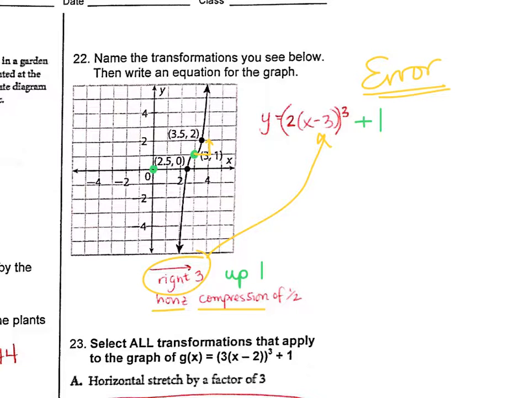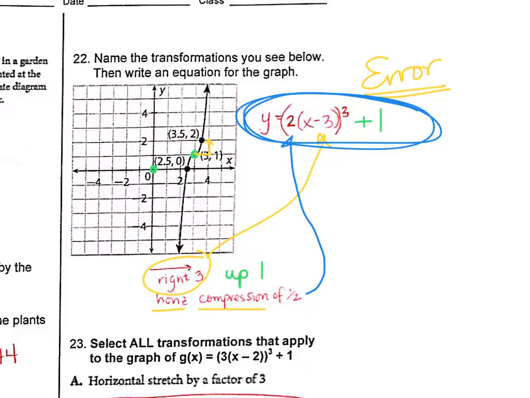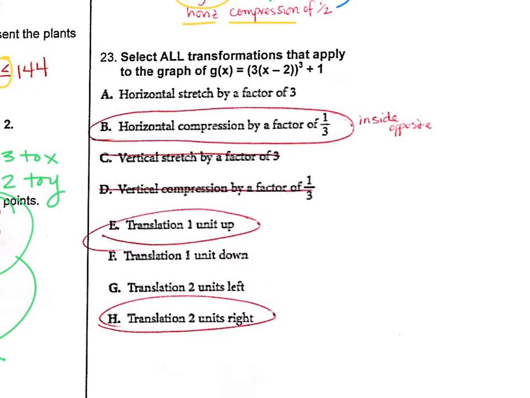So this horizontal compression that I've got going on here, because it's on the inside, because it's affecting the x-axis, it needs to be the opposite. So even though we know it's a half smaller, we're going to put a 2 there because we know it needs to be the opposite of what we think. So this right here is going to be my final equation for that graph. And the last one, woohoo!